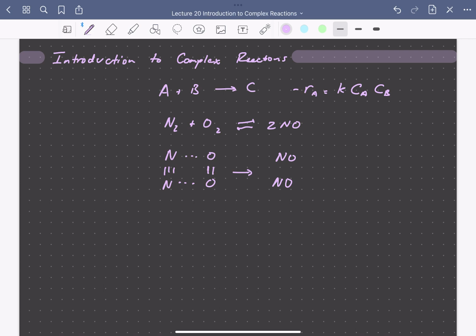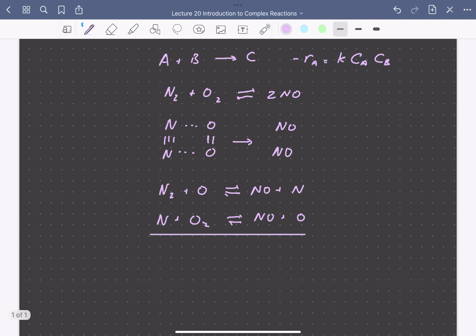In reality, the reaction probably proceeds through a sequence of elementary steps. So it might look something like this, where N2 first reacts with an oxygen atom to form NO plus a nitrogen atom, and then that nitrogen atom reacts with diatomic oxygen to form another NO plus O. So altogether, this sequence of steps gives us the overall stoichiometry of the reaction, N2 plus O2 giving us 2 NO molecules.